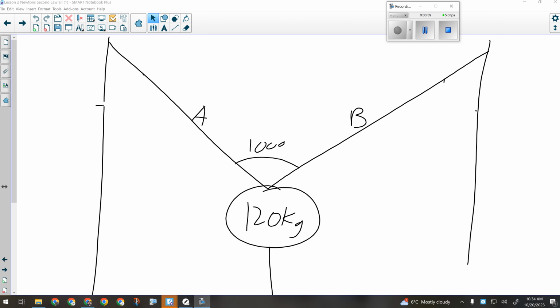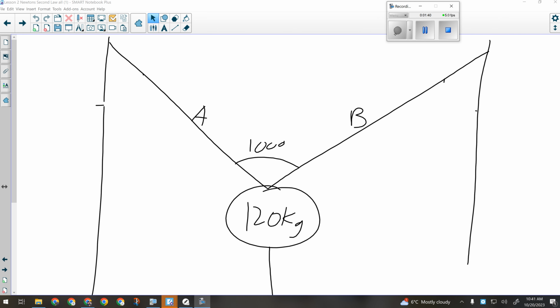What's the key thing we have to remember about a static condition question? F net is 0. The object's not moving. If the object's not moving, it's not accelerating, and since net force is mass times acceleration, net force must also be 0. Keep that in mind. That means the vector sum of all of your forces in this question is 0. All right, I'm going to give you a few minutes to try that one.